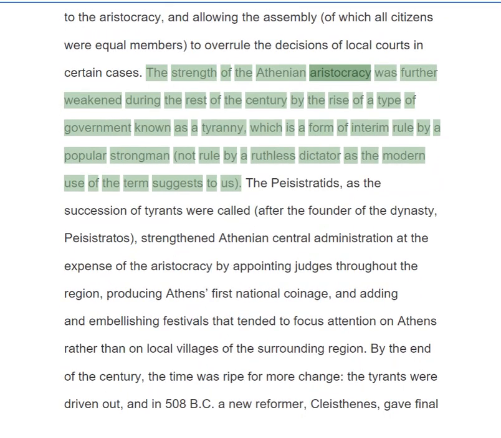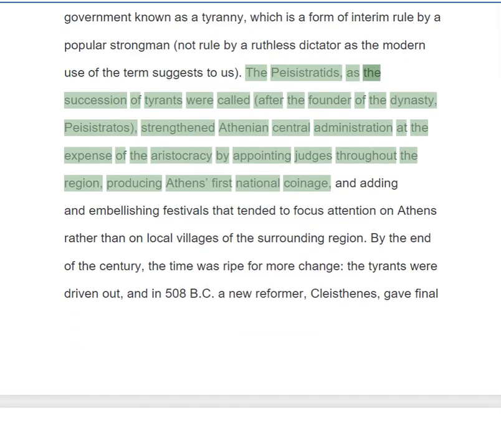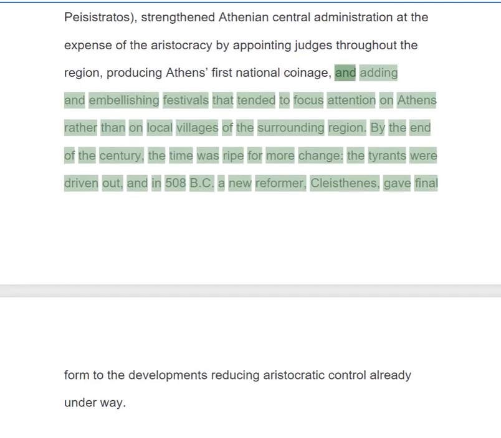The strength of the Athenian aristocracy was further weakened during the rest of the century by the rise of a type of government known as a tyranny, which is a form of interim rule by a popular strongman. The Pisistratids, as the succession of tyrants were called, strengthened Athenian central administration at the expense of the aristocracy by appointing judges throughout the region, producing Athens' first national coinage, and adding and embellishing festivals that tended to focus attention on Athens rather than on local villages of the surrounding region. By the end of the century, the time was ripe for more change.